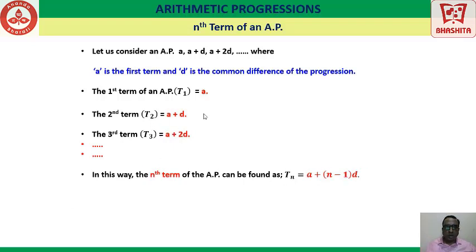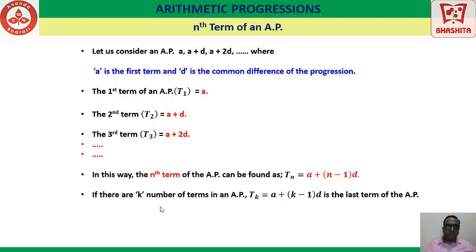For the second term, one common difference. For 2 it is 1. For the third term it is two common differences. That is, for 3 you have 2. So for n it should be n minus 1. So the nth term of an arithmetic progression is given by the formula a plus n minus 1 into d. It's a very important formula, students.